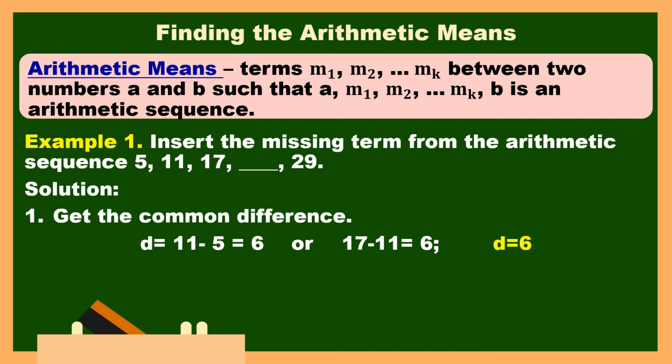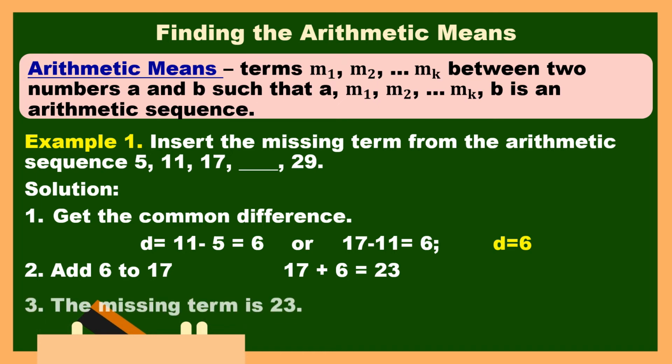At ngayon, since nakuha na natin ang common difference, ito ay gagamitin natin para idagdag sa last na given term. Yun po ang pangalawa nating gagawin. So, ngayon, ang last na given term ay 17. So, add 6 to 17. 17 plus 6 is equal to 23. And therefore, the missing term is 23. Yan ang missing arithmetic mean.